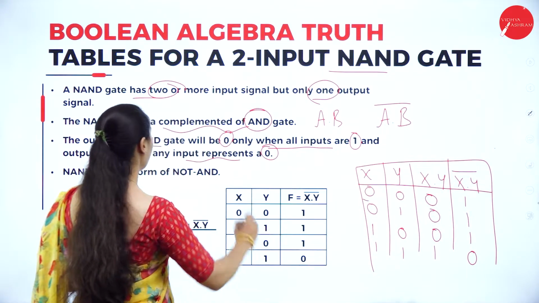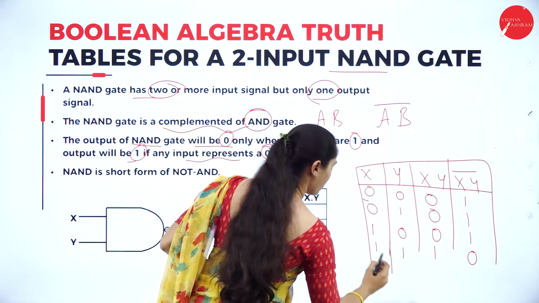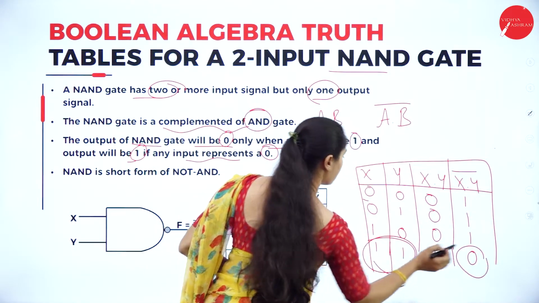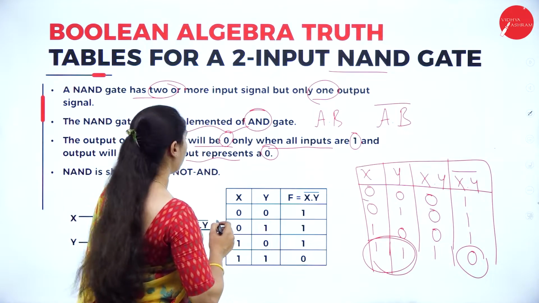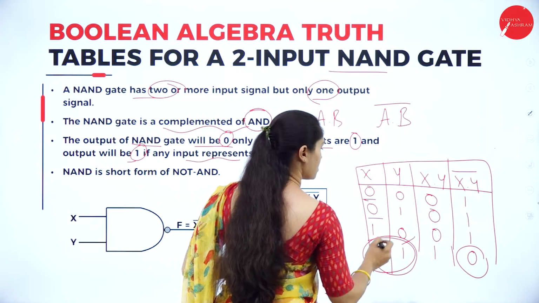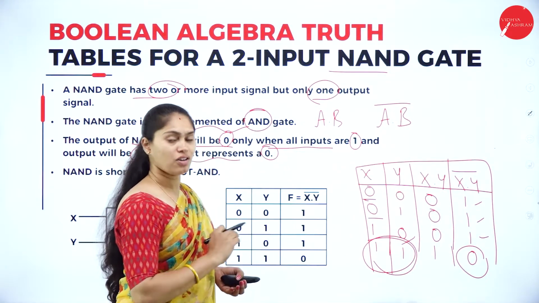Then you can see here the output will be 0 when all the input signals are 1. So here you can see all the input signals are 1. That's why the output is 0. And the output will be 1 if any one of the input signals is 0. So here this is 0, this is 0, this is 0. That's why the output signal is 1. This is just a reverse of AND gate.